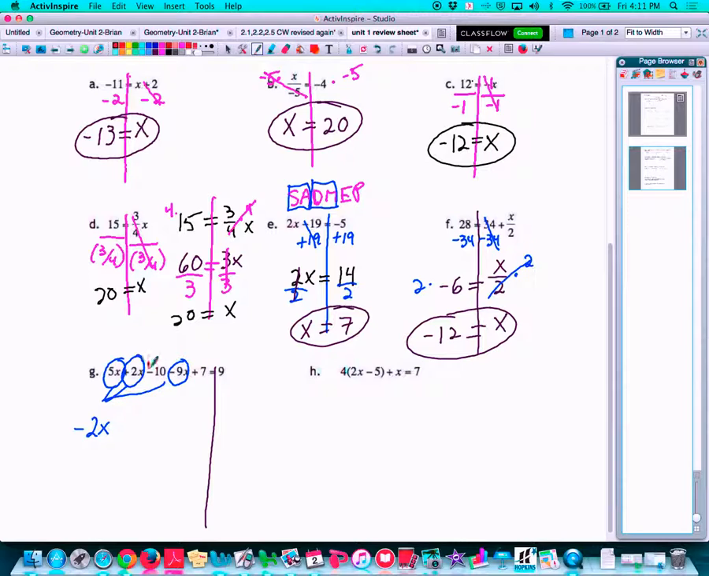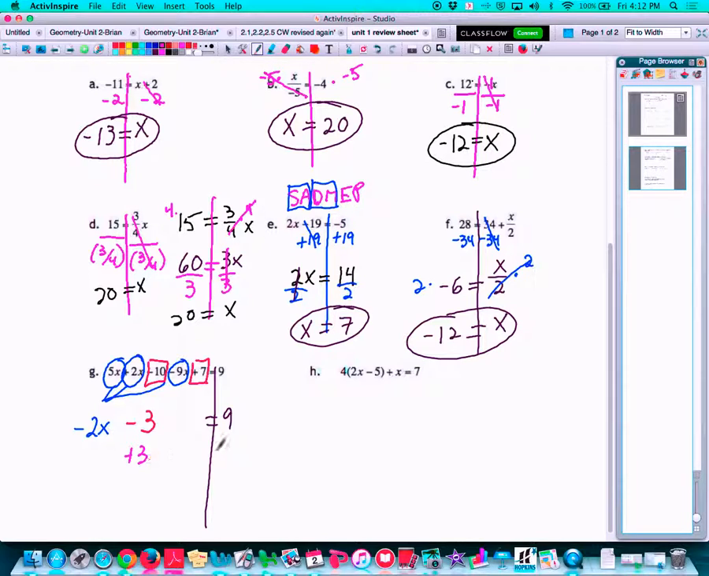Then we also have some like terms with a minus 10 and a plus 7. Well, what is negative 10 plus 7? If you're careful, you'll notice that that is negative 3. So we really have a minus 3 and then equals 9. All right, so that's a little tricky because it adds some negatives in there, but combining like terms, we get negative 2x, and combining our other like terms, we get a minus 3. From here on out, we can use our SADMAP steps, just like we did back in problem E.